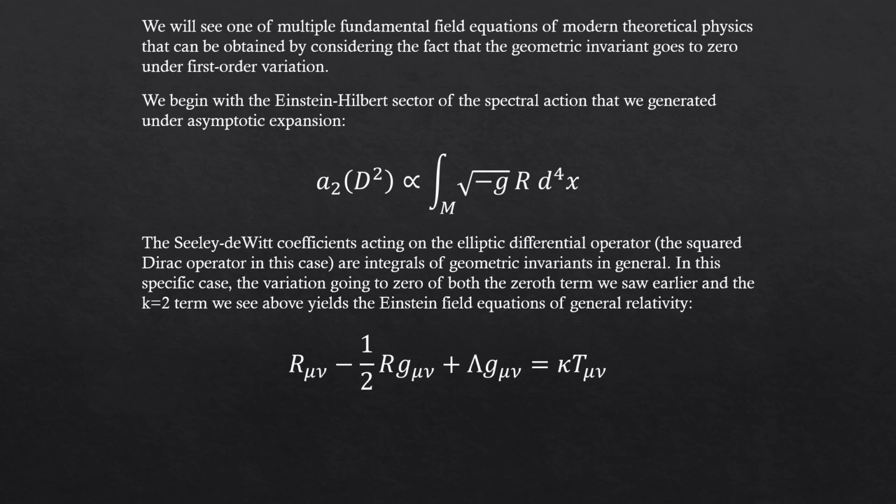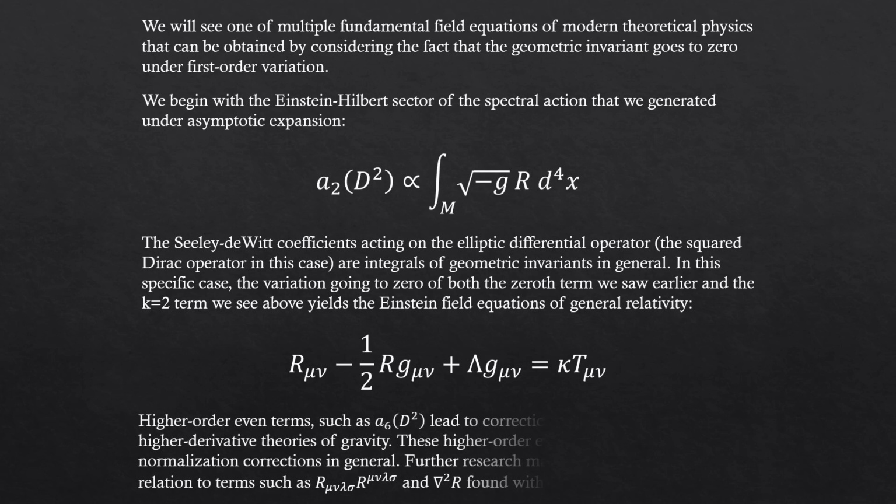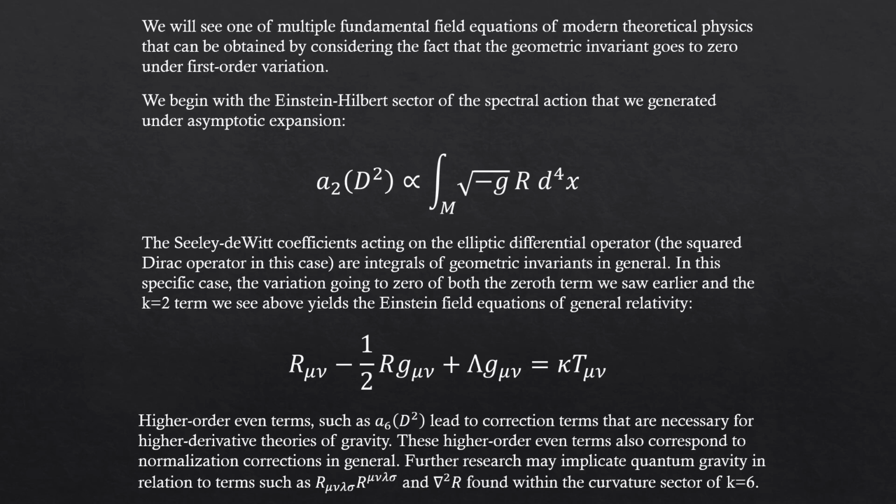Well, everyone knows that. That's, of course, just the Einstein field equation of general relativity, but it's interesting to see how we can generate this under an asymptotic expansion in terms of a heat kernel. Higher order derivative terms such as exist in, for example, a sub 6 of D squared lead to correction terms that are necessary for higher derivative theories of gravity.